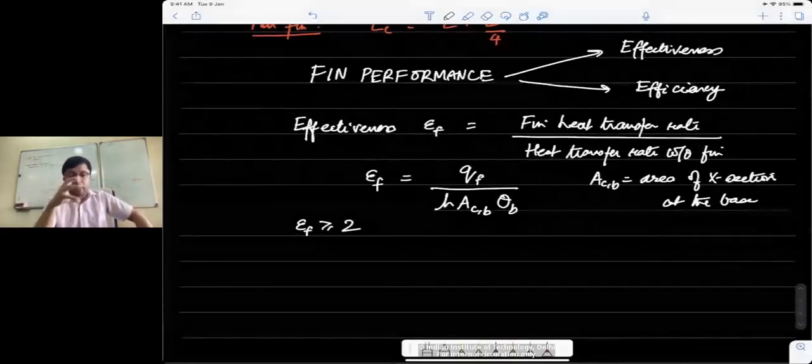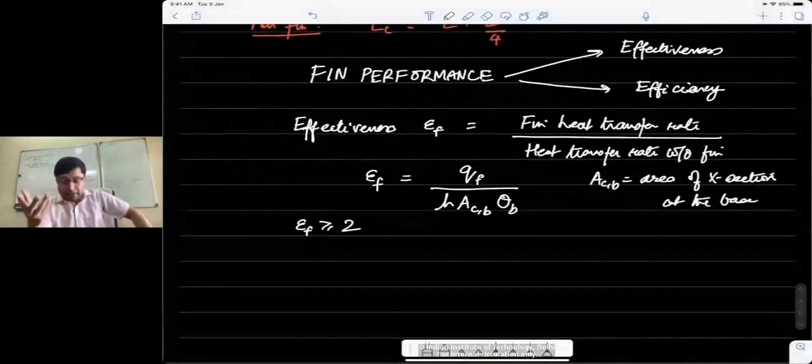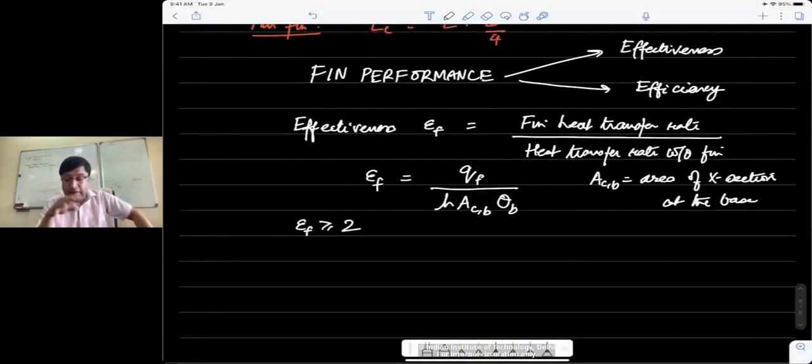And without that obstacle, which is the fin, the h value will be something else, but we are neglecting that variation as of now. Okay, for this, purely for this analytical treatment.